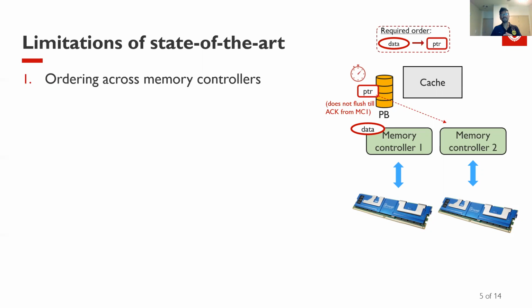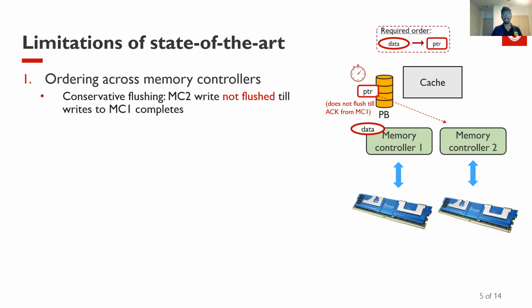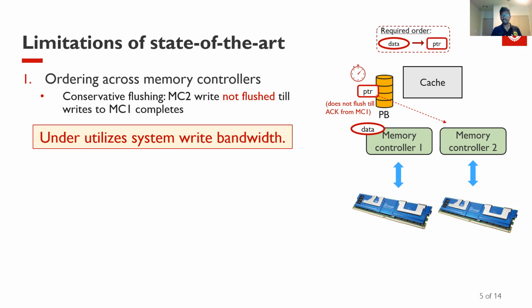The first has to do with ordering writes across memory controllers. These designs use conservative strategies that do not allow them to overlap flushes to multiple memory controllers if they are ordered. Therefore, these designs are not able to fully utilize the write bandwidth in the system.